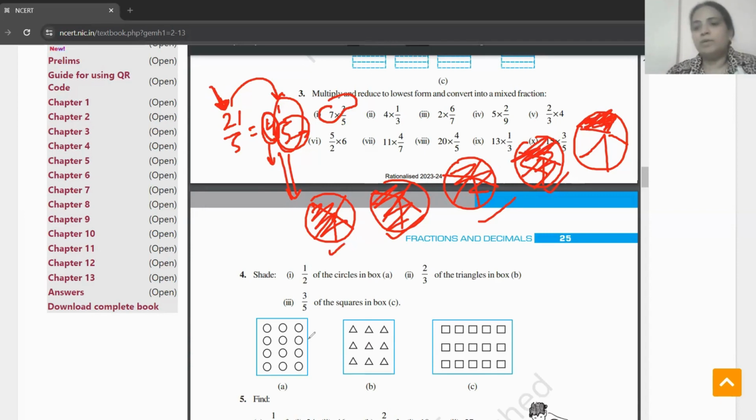Clear or not, everyone? Yes, ma'am. Kirat, is this clear or not? The distance that you are sitting at, you will never understand this concept. Yes, ma'am.